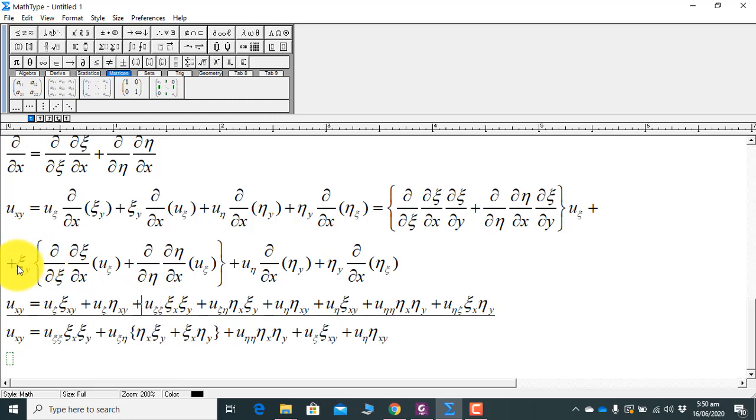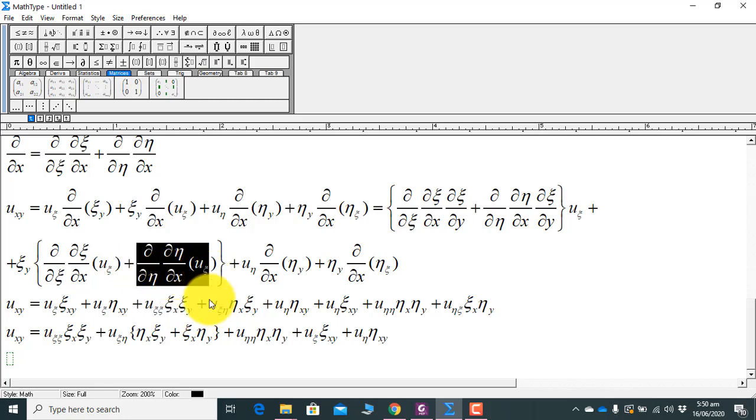And in the second term you can do that, u_xi is there, and you have partial x of xi_x, this is xi_y, and this is the second derivative of partial u over partial xi, so you have the second derivative. For the third term similarly, this thing with respect to eta. So the only change is with respect to eta.